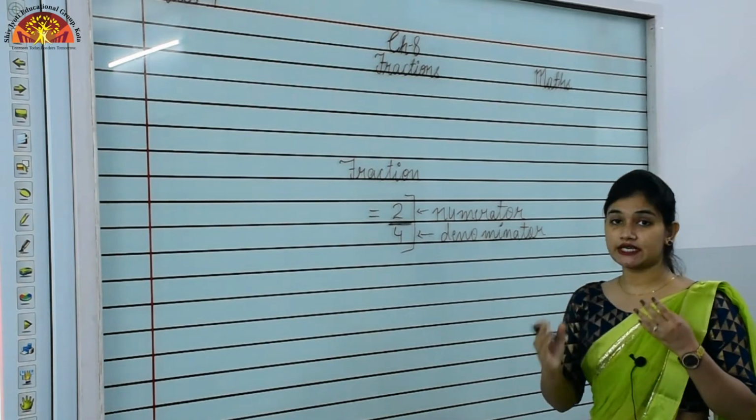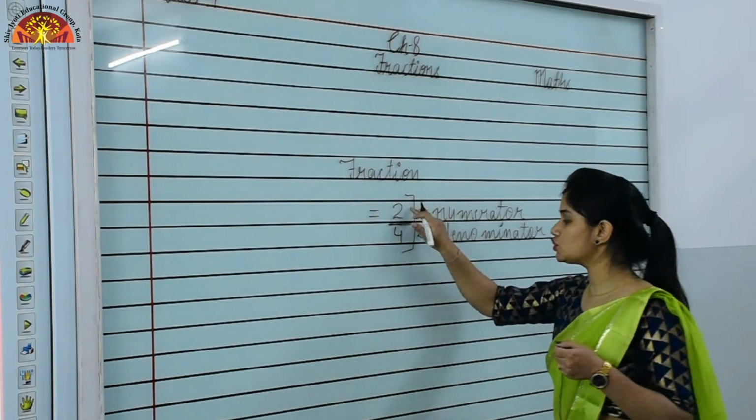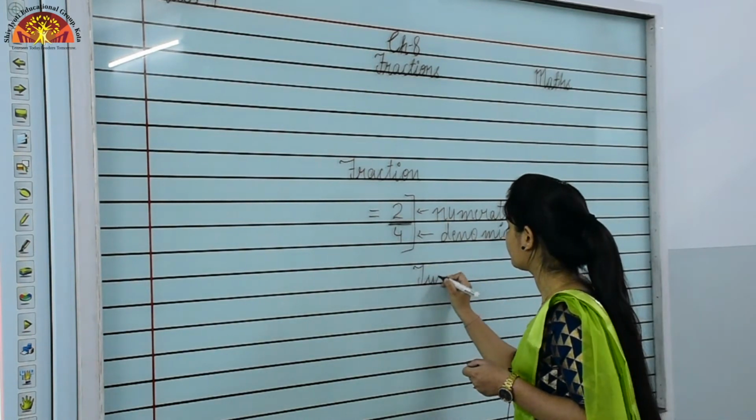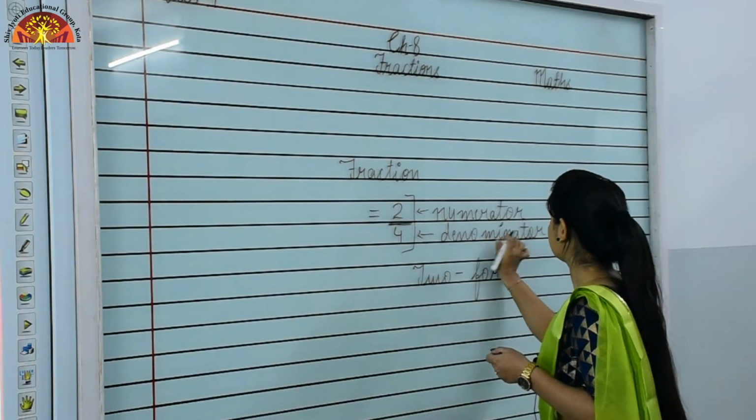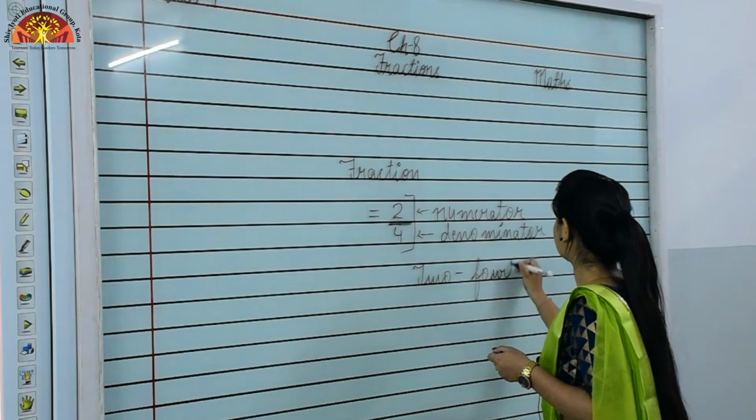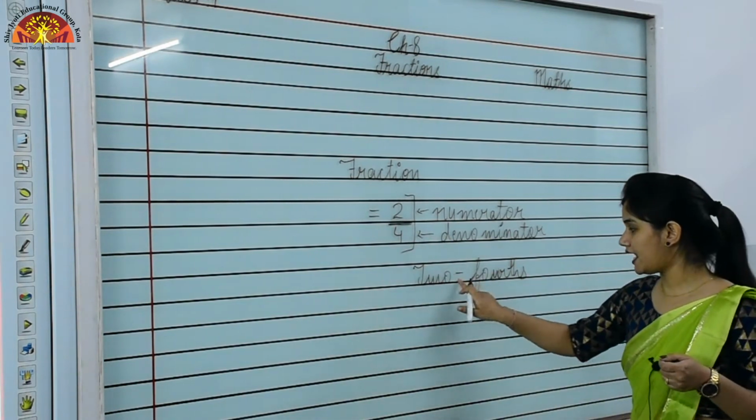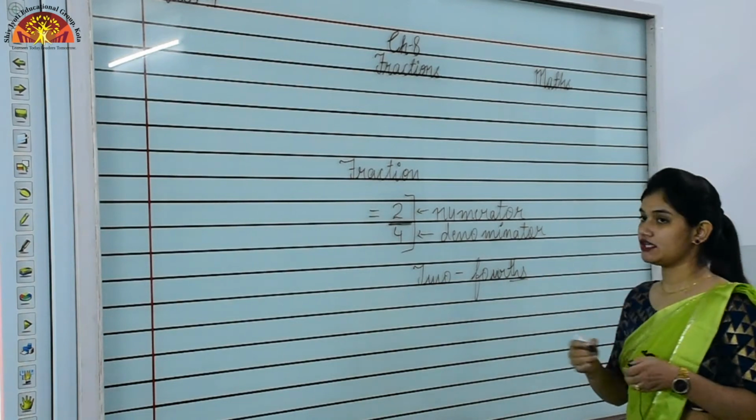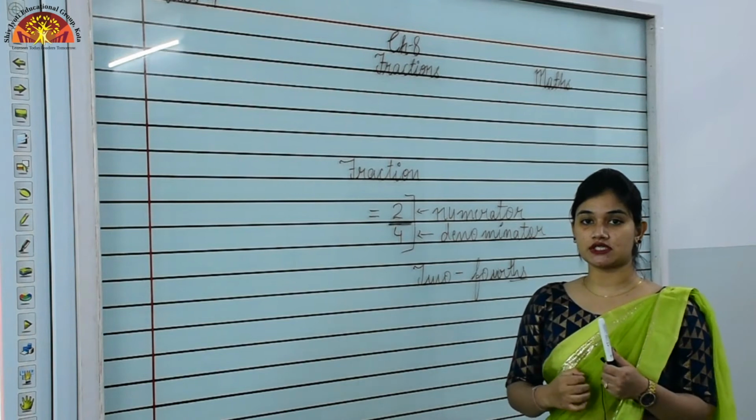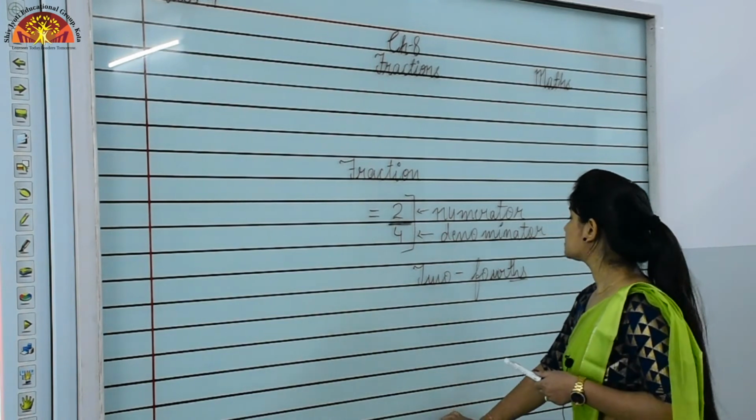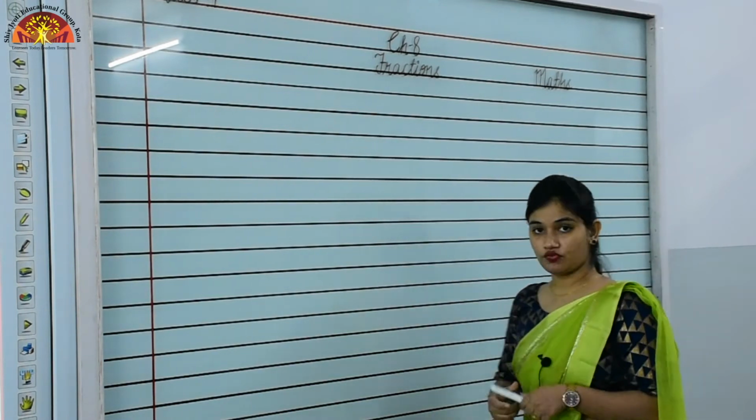And how will you read this fraction? 2 upon 4, or you can say 2 fourths. What have I written here? 2, then 4ths, T-H-S. Is it clear students? In this way you can read and write a fraction. Okay, so now we will start the bookwork of this chapter.